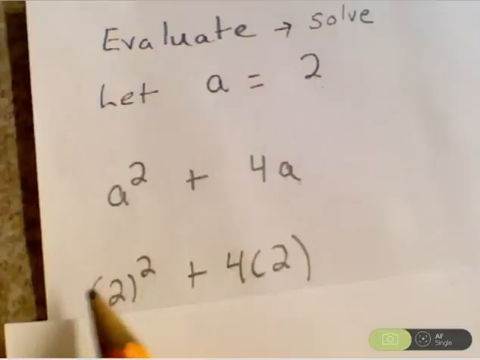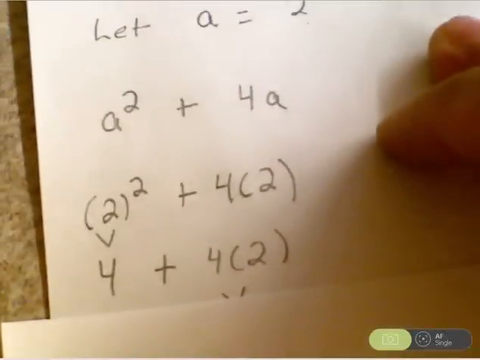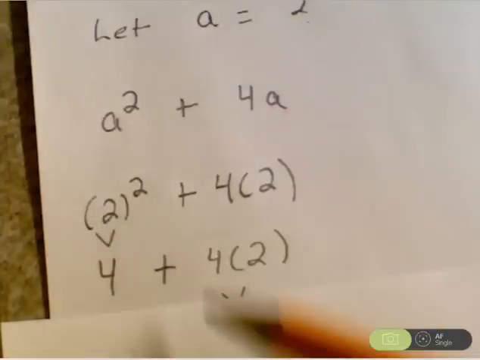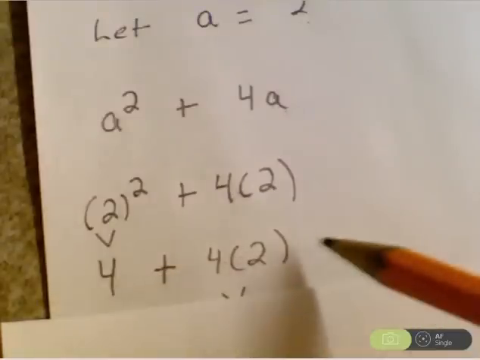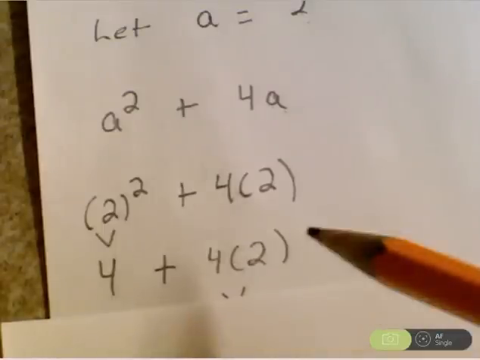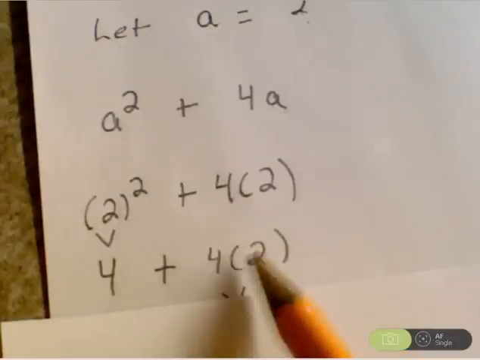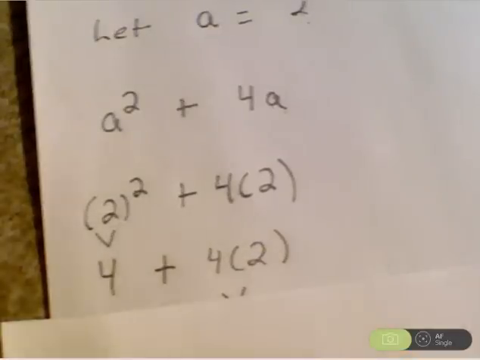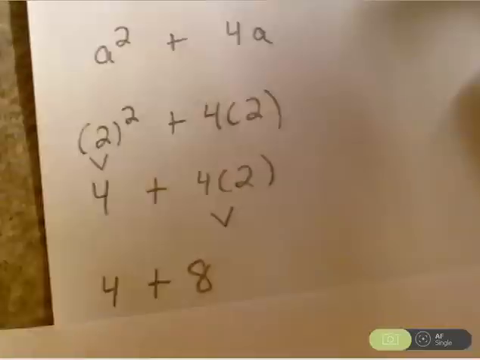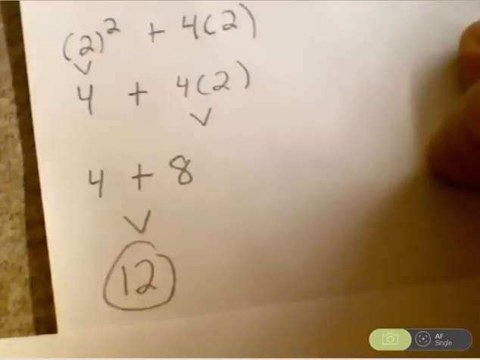Now we have just an expression that we need to solve using order of operations. My first operation is 2 squared. 2 squared is 4, and now I have 4 plus 4 times 2. Again, if you do not see a symbol in between the number and the parentheses with the number inside, that means to multiply. So 4 times 2 is 8. 4 plus 8 is 12, and I am all done.